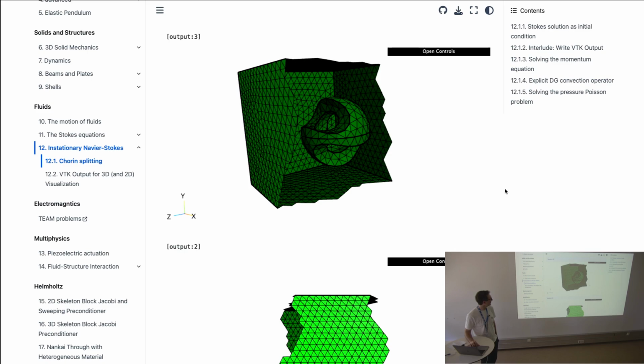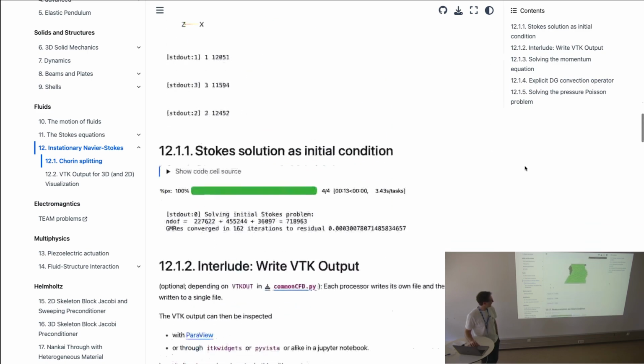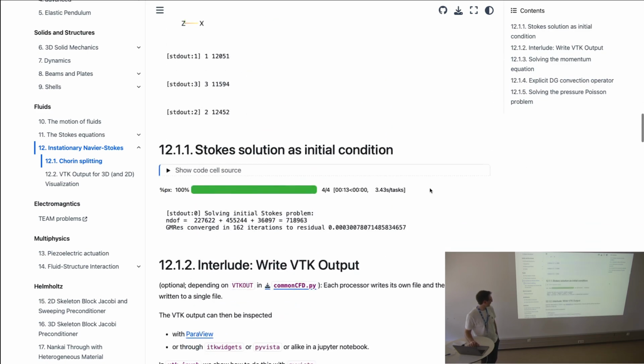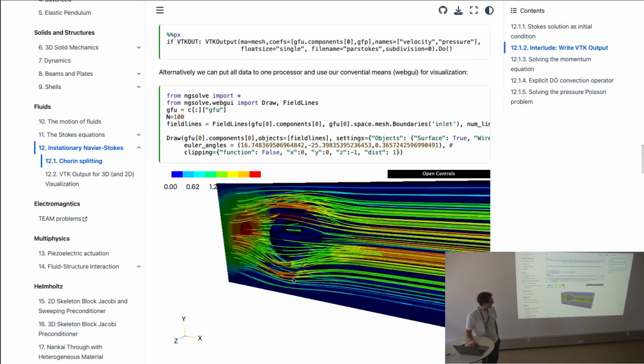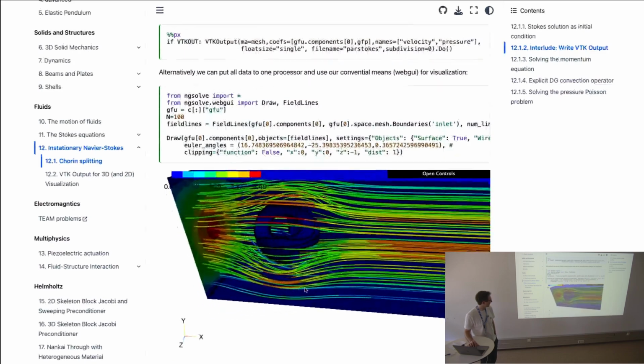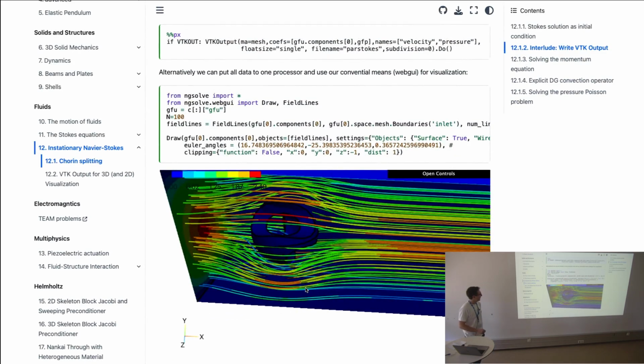Maybe you're familiar with this object here. And yeah, so basically we do a Stokes initial solution, and we do then a flow. So basically then you have the flow around your NGSolve logo. Okay, and maybe you want to spend a few minutes on the VTK just that it is possible.